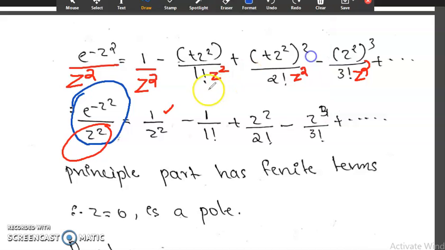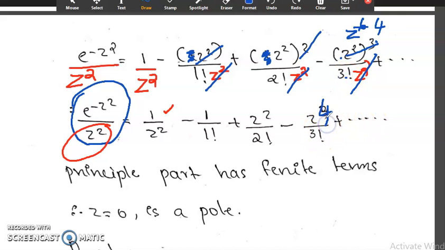What about the second term? This z square and z square will be positive, so z square and z square are eliminated, giving 1 by 1 factorial. Here this is plus z power 4 by z square, so again z square by 2 factorial. Here 2 3s are 6, this is z power 6, so this will become z power 4 by 3 factorial plus etc.